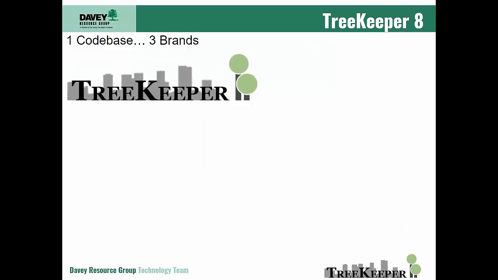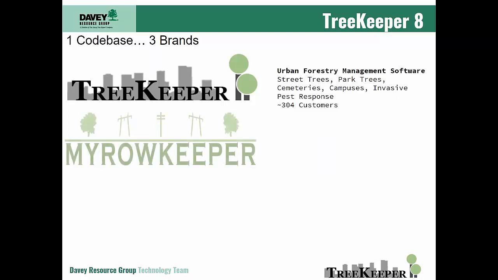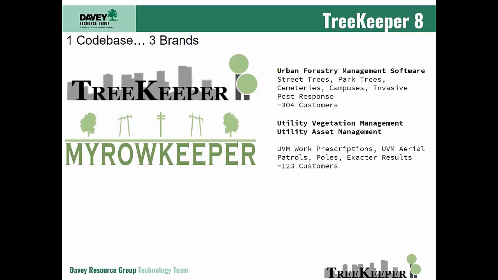So it's one code base, but really it's three brands. We have the TreeKeeper 8 brand, which is targeted towards urban forestry management. So street trees, college campuses, cemeteries, invasive pest responses, a lot of those projects will be under the TreeKeeper 8 umbrella. We also have the MyRowKeeper brand, which is leveraged towards utility vegetation management, as well as some utility asset management. So the Exactor projects, for example, are run through MyRowKeeper. Utility vegetation management work prescriptions are handled through MyRowKeeper.